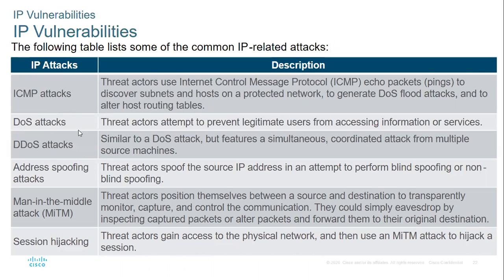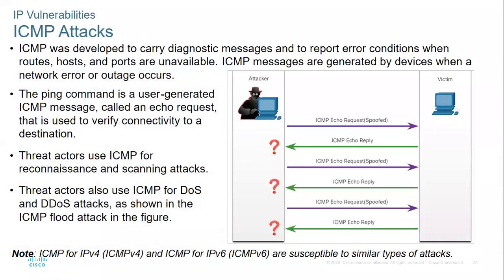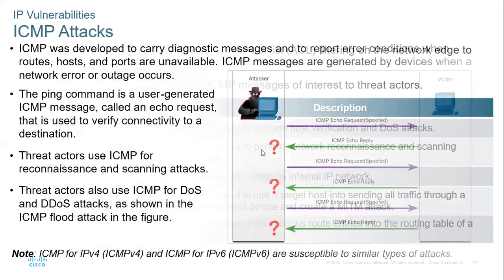And then DoS and DDoS attacks. Okay, I did explain about these, okay? Address spoofing attacks, whereby the threat actors are able to falsify the source IP address, okay? Man-in-the-middle attack, as well as session hijacking. So here, threat actors need to have access to the physical network. And then they can use a man-in-the-middle attack to hijack a session, to hijack a connection. Okay? All right. So this is the ICMP attack, where the attacker is supposed to send echo requests and be able to receive echo replies. Okay.